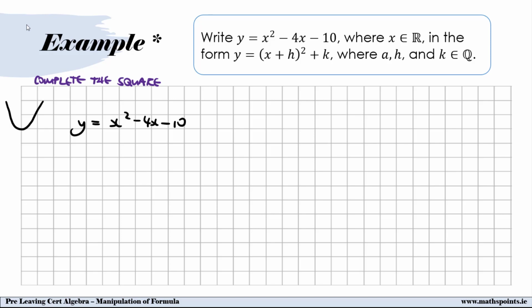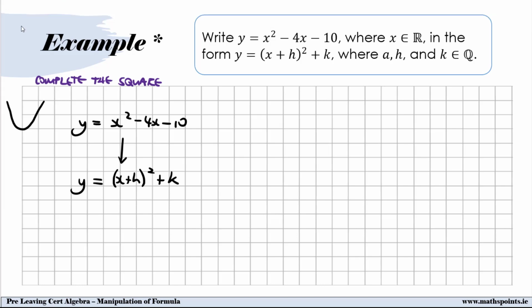Now what we're going to do is change the format of this formula so that it is in the format y equals (x plus h) squared plus k. And there's a very good reason for doing this, and the reason is, in this format, the minimum point of this curve is (minus h, k).